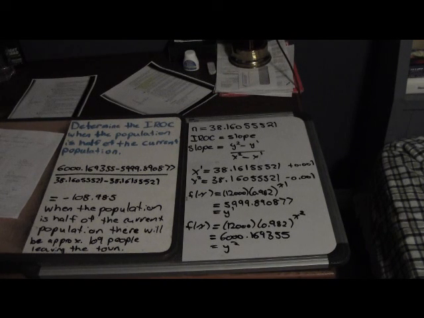Now finally, as I said previously, you want to make sure you end off every single word problem with a sentence summarizing what you just did and what your answer represents. So I concluded my question saying that when the population is half of the current population, there will be approximately 109 people leaving the town. Now this summarizes all the questions we had to take up so far for question 9 on page 508 of the Advanced Functions grade 12 textbook.